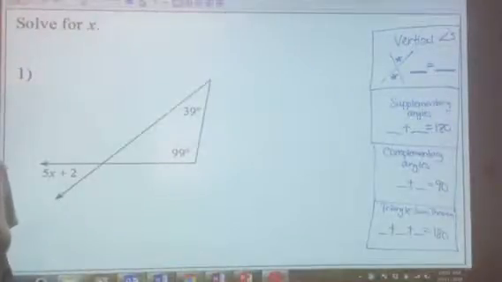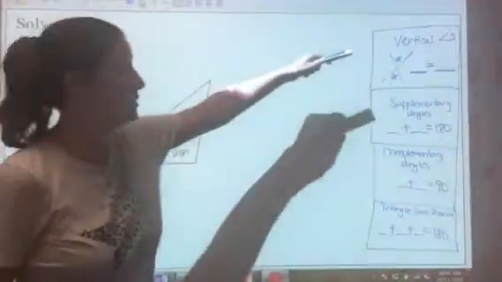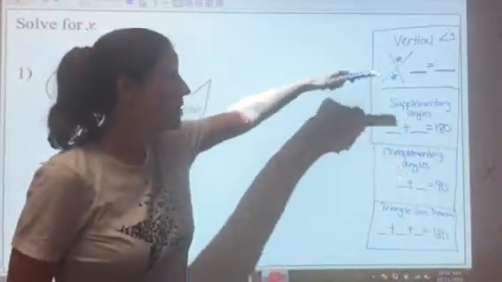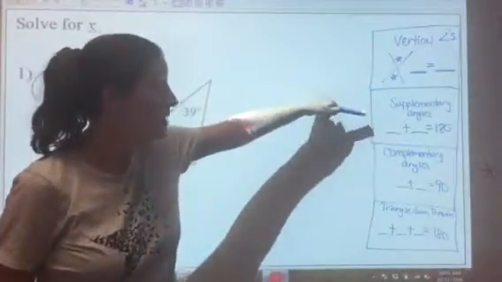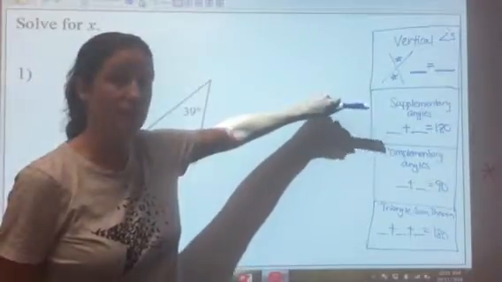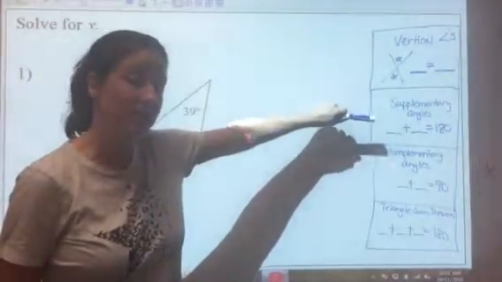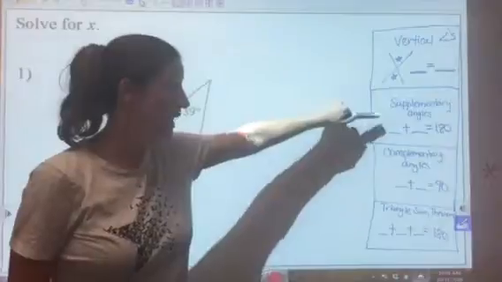Okay, let's review some geometric terms that we are going to be using in our equations unit. We have vertical angles, angles across from each other. These angles are equal. Supplementary angles, angles that form a straight line. These angles add up to 180.